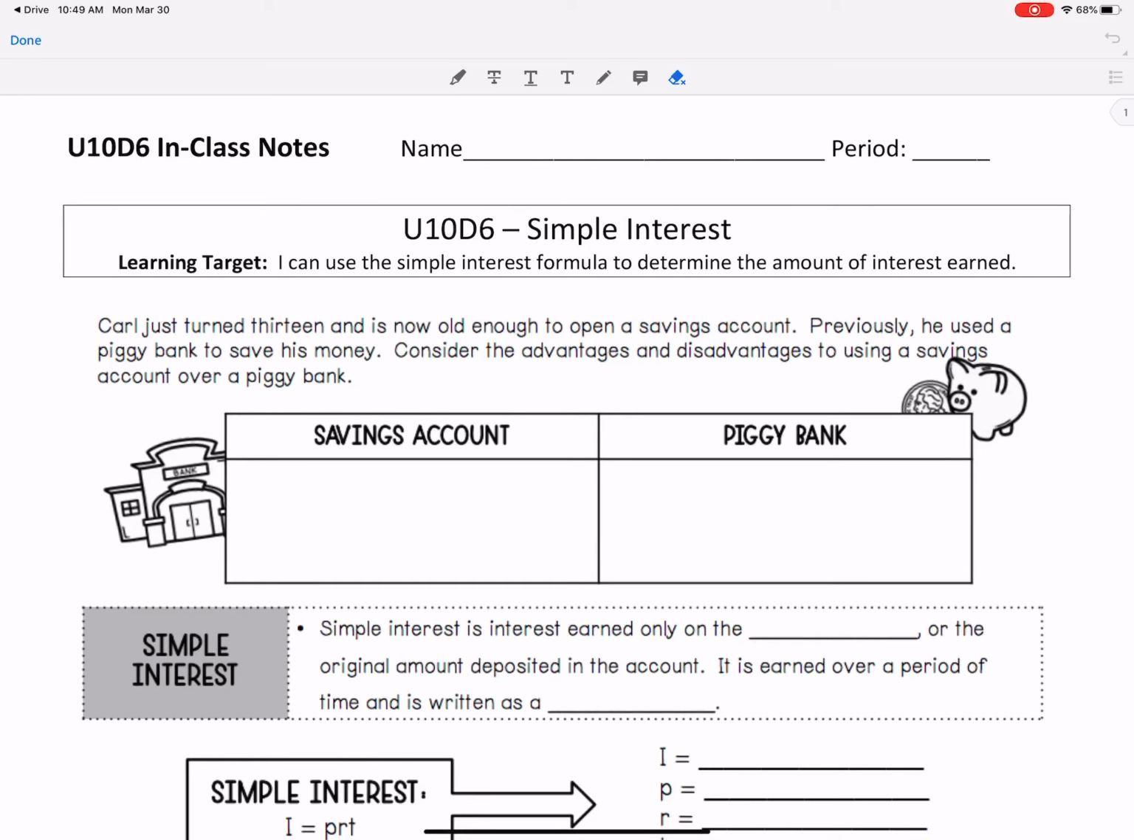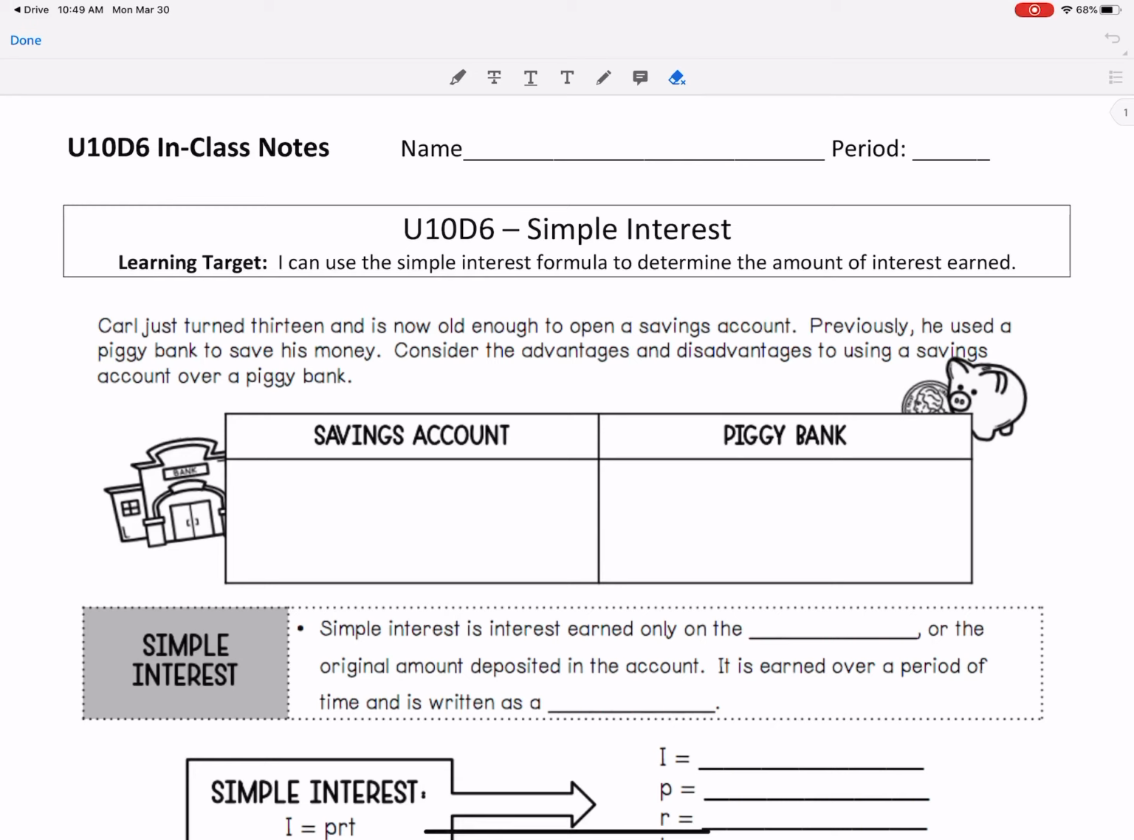Hello, everybody. Okay, this is lesson 6, so Unit 10, Day 6, and we're talking about simple interest. This is something that is probably new for all of you, but I know you're going to like this lesson because I really like this lesson.